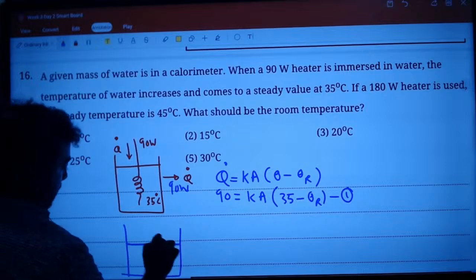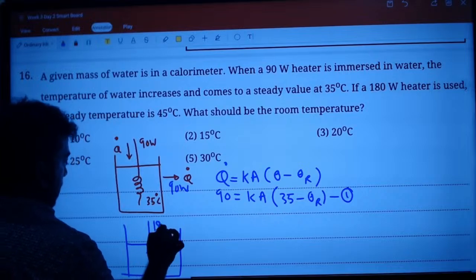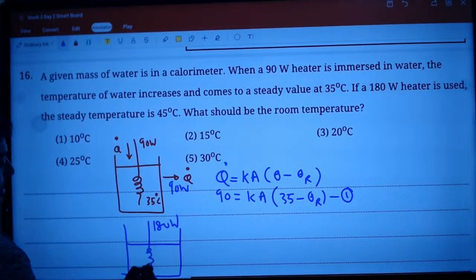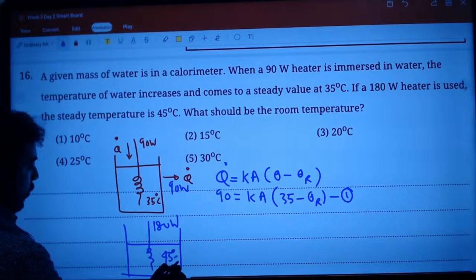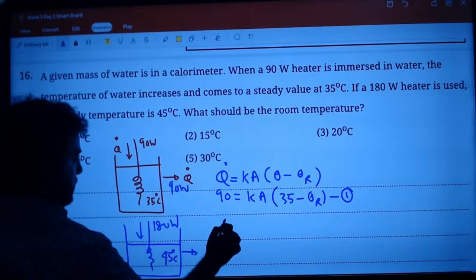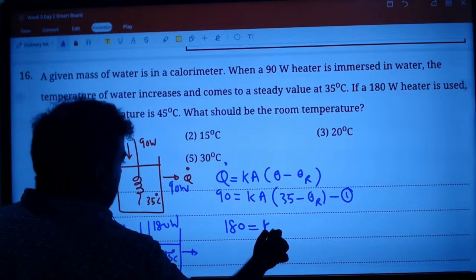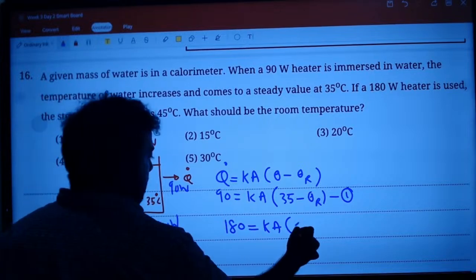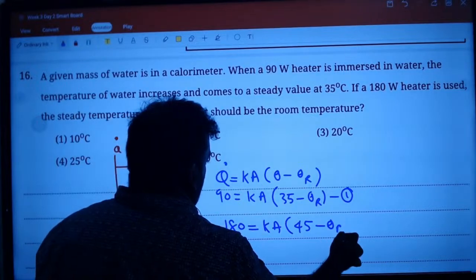180 watt heater. Temperature is constant at 45. Rate at which heat is supplied equals rate at which heat is lost. 180 is equal to K times A times (45 minus theta R), equation 2.